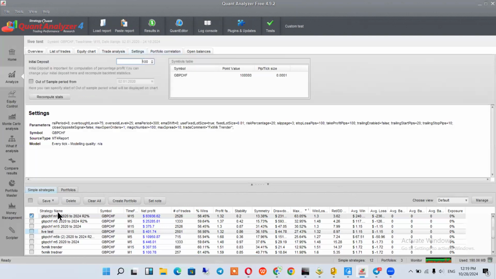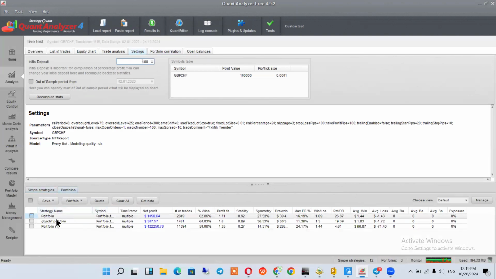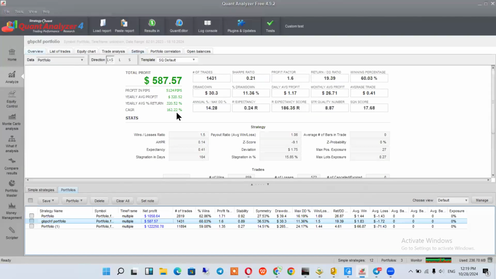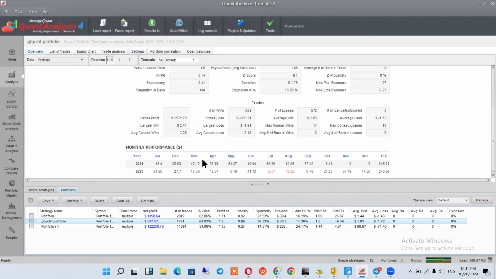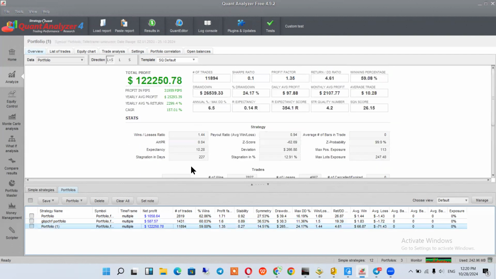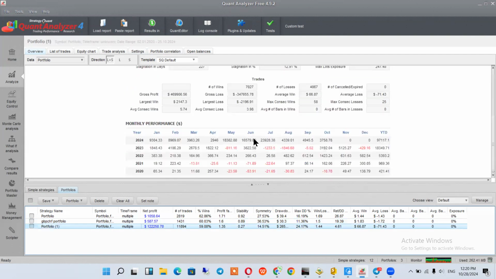And I can select all the data to create a portfolio. Now this is my GBPCHF portfolio. Let's go to overview. GBPCHF portfolio for, I think, 2023, 2024. Those were just data for 2023, 2024, all time frames that I've tested and everything like that. This is another portfolio, all starting with $100 capital, as a matter of fact.